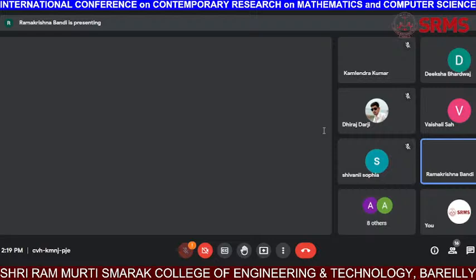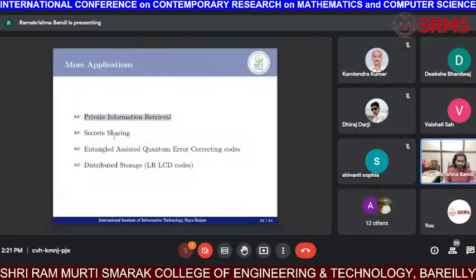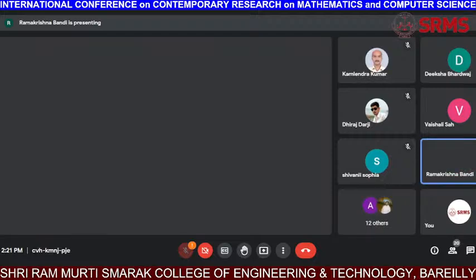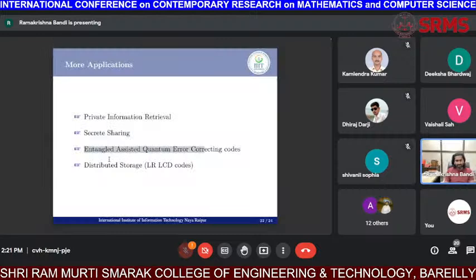Now, this motivated us to construct good linear codes, and we did. In this paper, there were many results which talk about the distance and other things. So this is all about how LCD codes are used in security, and there are further applications in private information retrieval, secret sharing, entanglement-assisted quantum error correcting codes, even in distributed storage. I'll be stopping here because I think I'm running out of time.